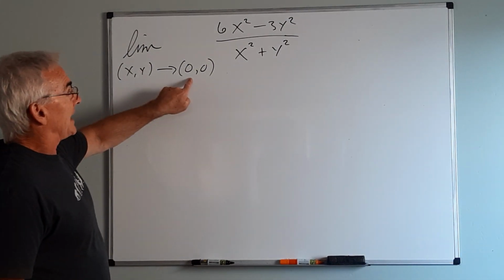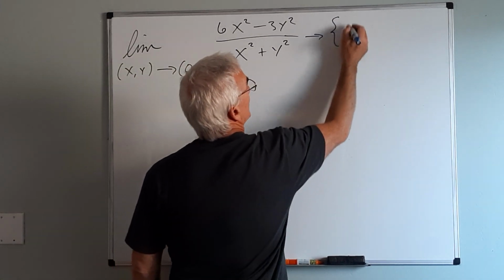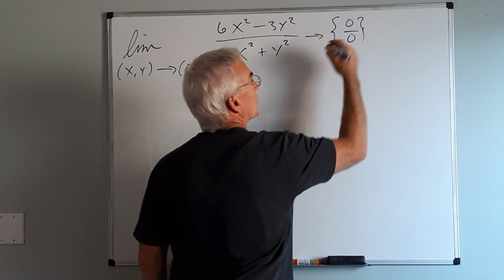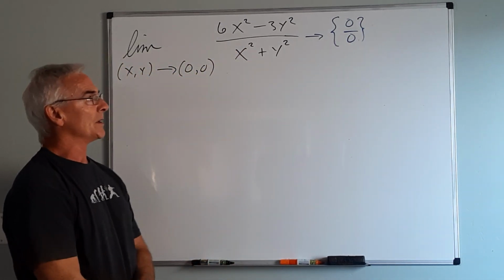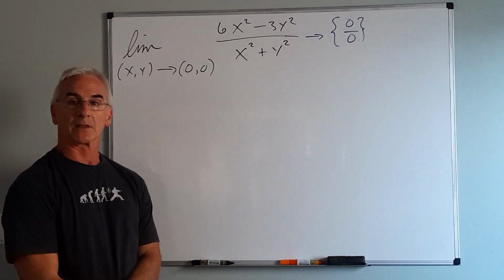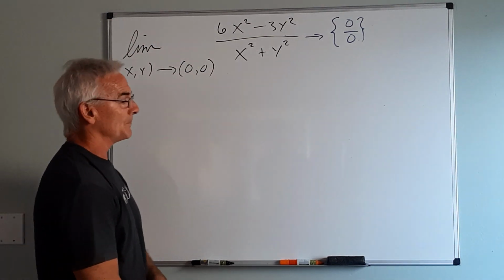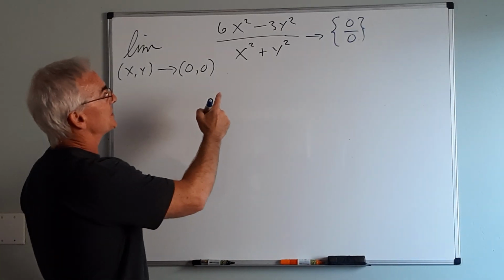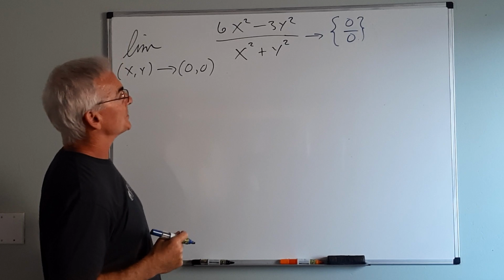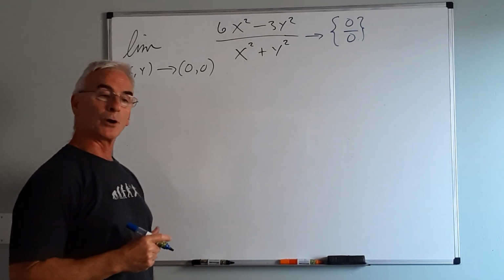Once again, as x and y both approach 0, numerator and denominator will both tend to 0, so we get the indeterminate form 0 over 0. Now in Calculus 1, almost every time we got something like that, we felt we could factor and cancel and finish it. But in this case, numerator and denominator go to 0, but nothing's going to factor and cancel here. So I have to try a different approach.